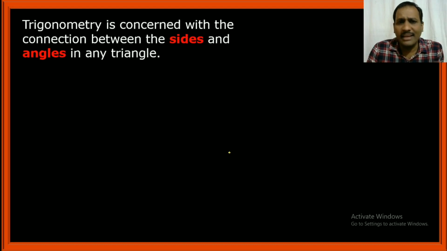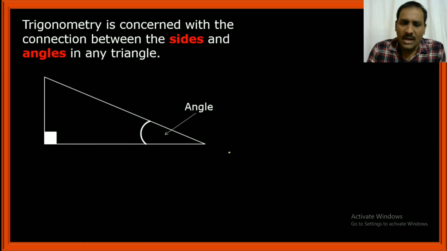Trigonometry deals with the relation between the sides and angles of any triangle. But at this level, we learn only about right angled triangles. What is a right angled triangle? A right angled triangle is a triangle in which one angle is 90 degrees.